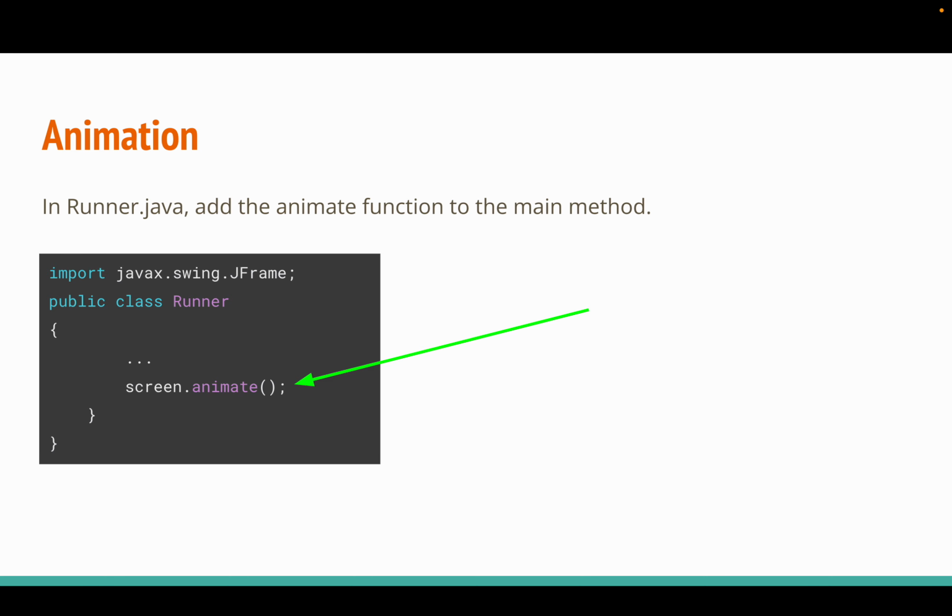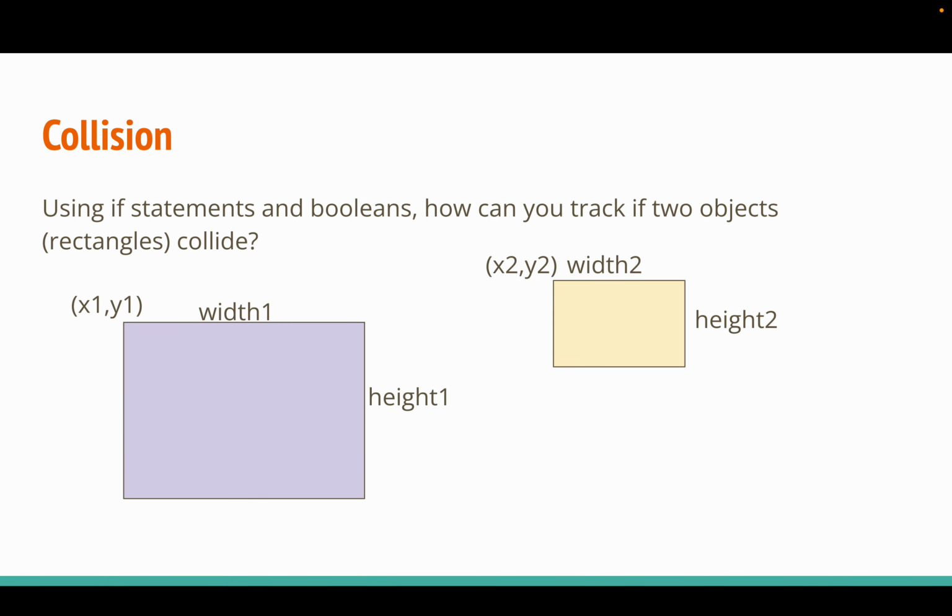All right, now let's move into collisions. Let's try to think for a second. Using if statements and booleans, how can you track if two objects, in this case rectangles, collide? Notice that x1, y1 and x2, y2 are always in the top left corner, and we also have the width and the height. So pause now and try to figure that out on your own.